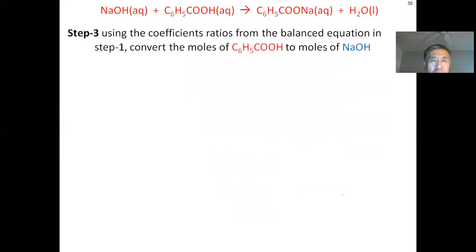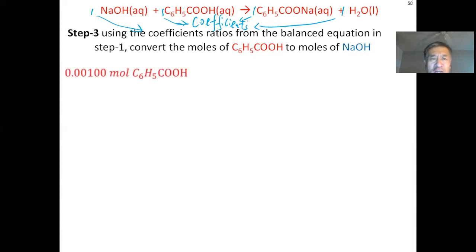The next step: once the equation is balanced, we have those coefficients. Later on, we use the coefficients for the conversions. These coefficients are a kind of molar ratio, and we use them to convert moles of the benzoic acid to moles of NaOH.